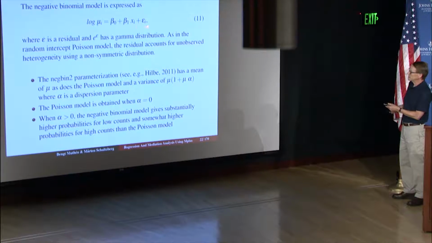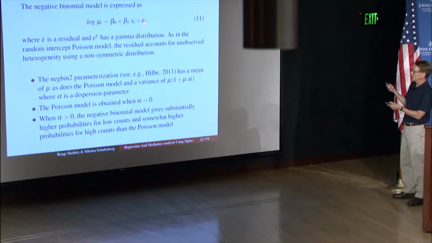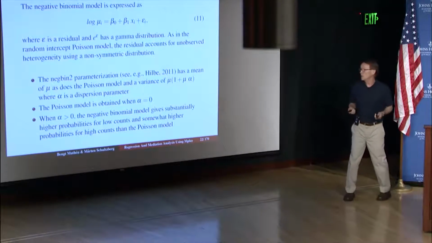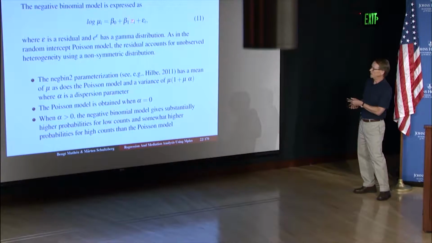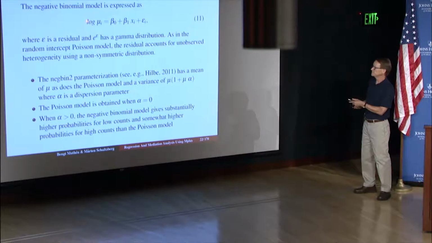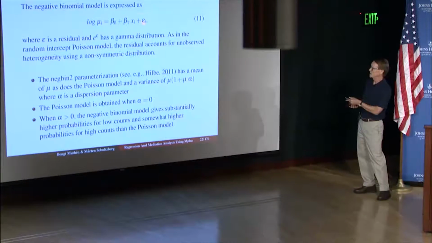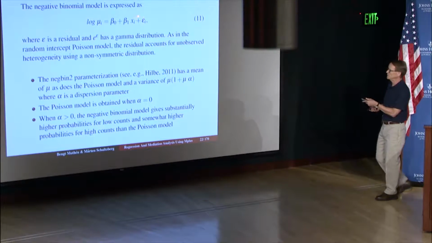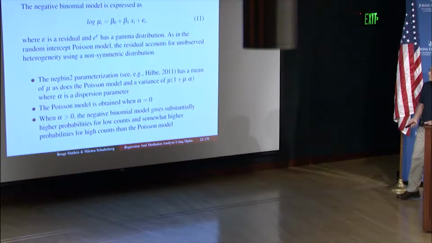It's expressed like this: linear regression plus a residual picking up unobserved heterogeneity. What do I mean by unobserved heterogeneity? Well, people with the same X values don't necessarily have the same rate or probability of the count outcomes. They differ, even if they have the same X values, because of unobserved variables that influence the log rate. And we put all of those unobserved in the residuals, just like we do in linear regression.